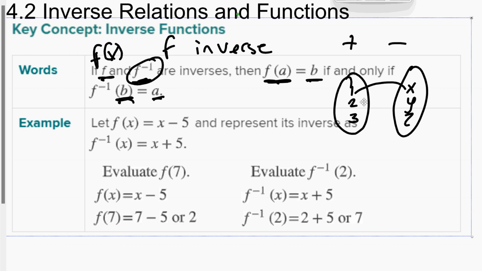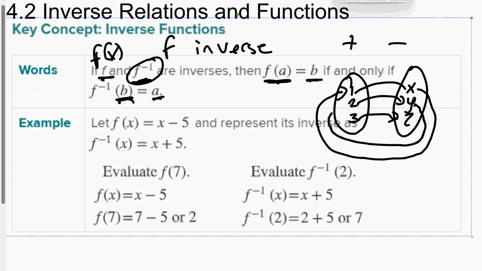So I plug in 1, I get x, I plug in 2, I get y, and I plug in 3 and I get z. And then if I go backwards and I plug this into another function and I plug in x and I get 1, I plug in y into a different equation and I get 2, and I plug in z into a different equation and I get 3, those are inverse functions. So if I have some function that takes this 1 to an x, this 2 to a y, and the 3 to a z, and I take all three of those answers and plug them into a second function, say h, and I get back to my originals, that means these two functions are inverse functions.